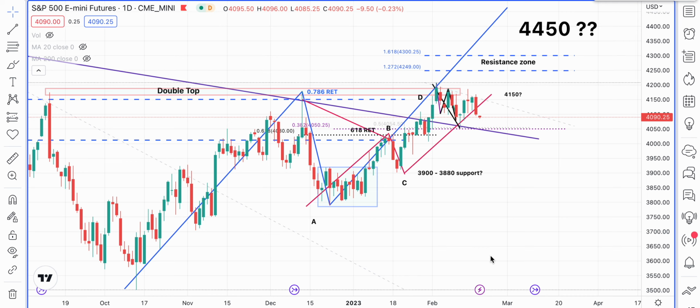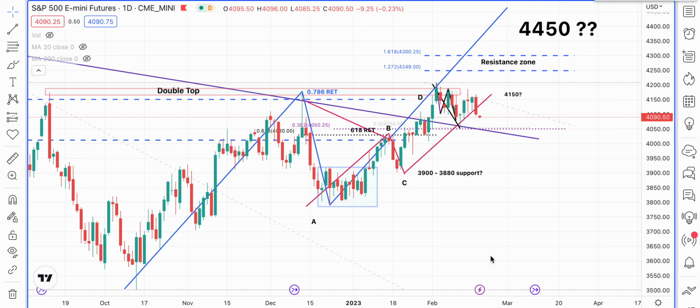Just one thing before we proceed, US markets will have a holiday next week. It's Washington's Birthday, so next Monday, I believe the stock market might be closed. So do keep that in mind.